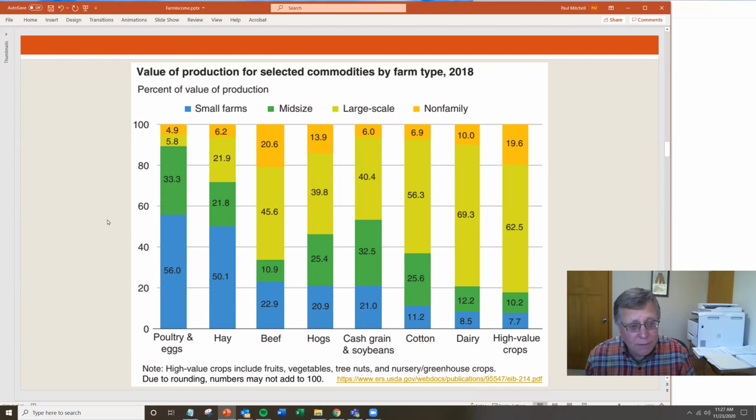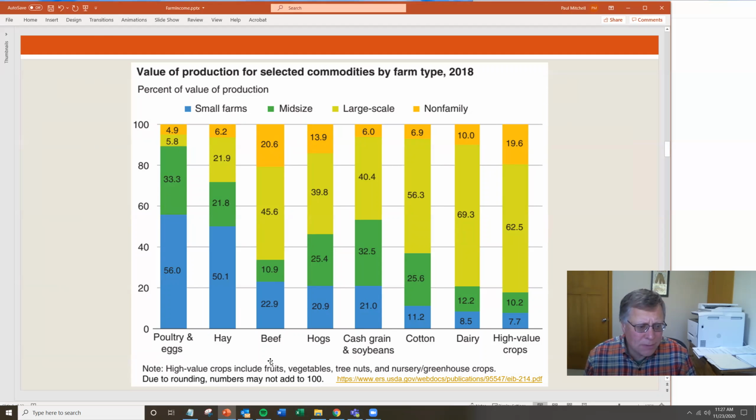Dairy, if you look at this figure here, is one of the most consolidated industries in farming, with almost 70%, 69%, in that large scale operations with more than $1 million worth of revenue. Part of the reason is that it's a high value operation. There's a lot of revenue generated by dairy, but it's also just highly consolidated relative to the other parts of agriculture, like cash grains. It's only 40% are in that category. There's still a third of farms in that mid-sized, and another 21% in that small category.